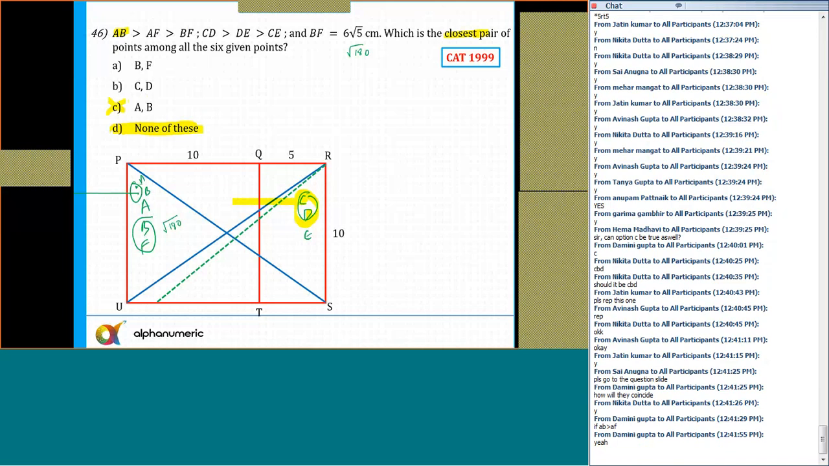Even if I think they do not coincide, A and B can't be the closest pair. That can be rejected. And if I'm talking about C and D, it might be the answer, but D and E also they can consider. So anyway, is that clear to all of you? Please respond now.